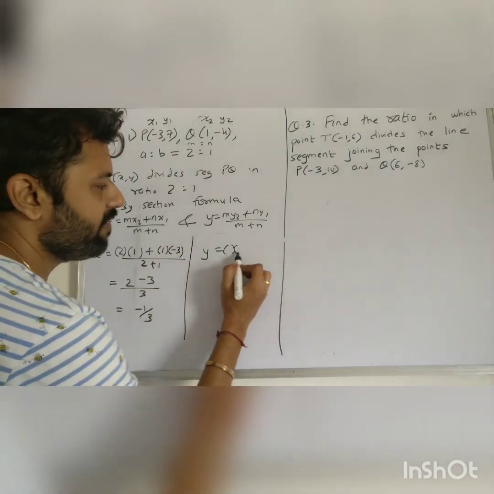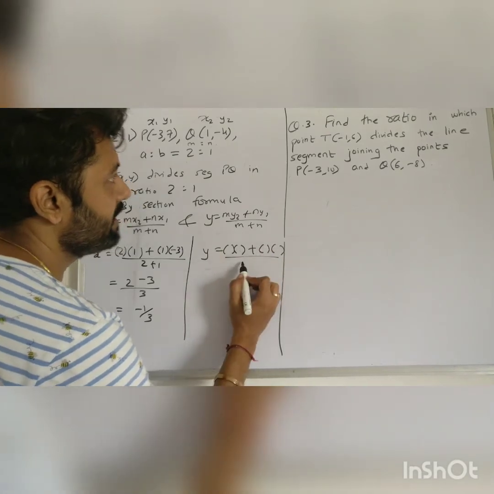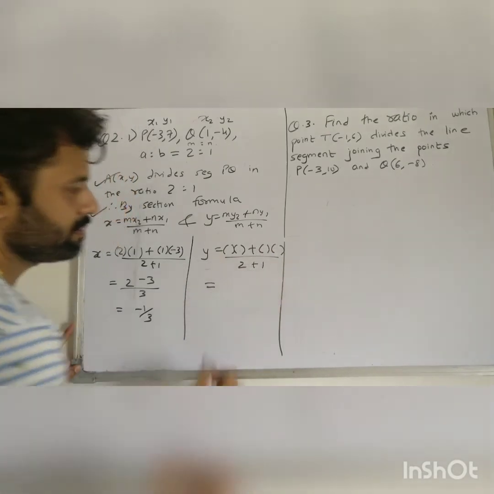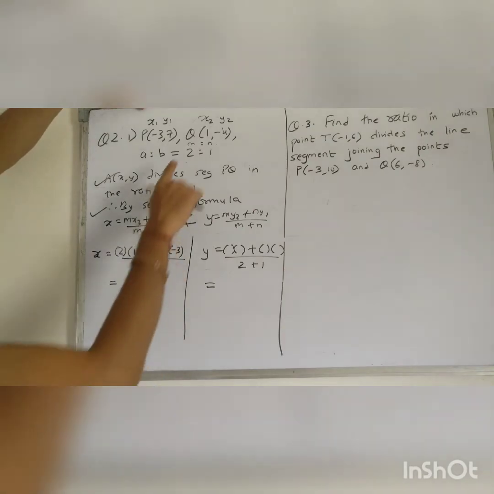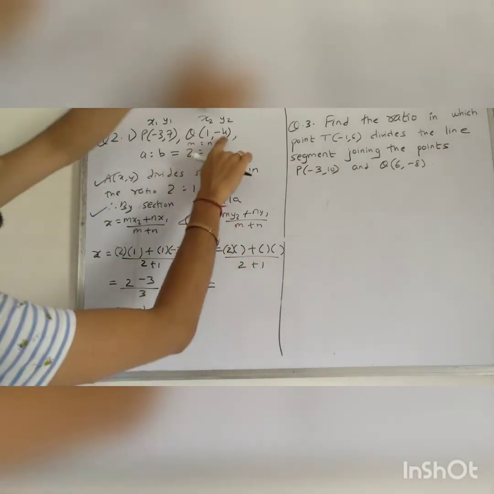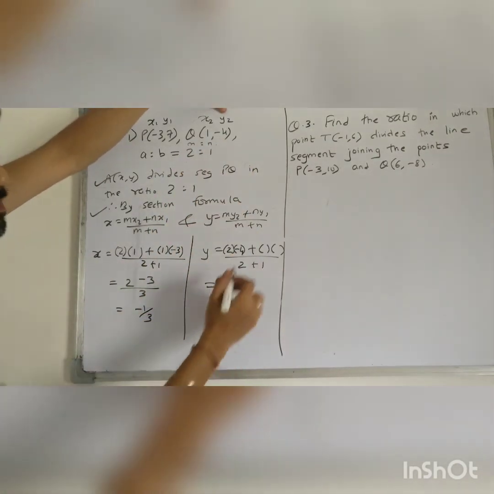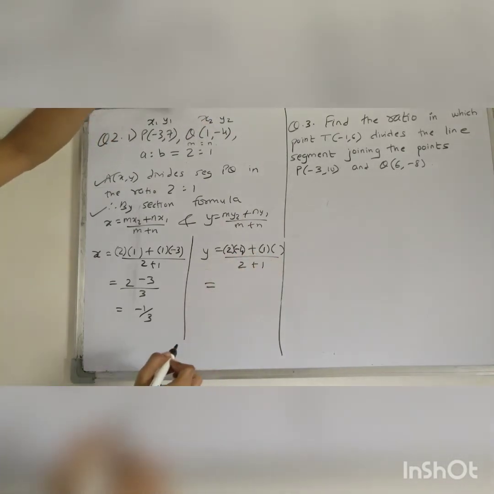y equals my2 plus ny1 upon m plus n. m is 2, y2 is minus 4, n is 1, y1 is 7.